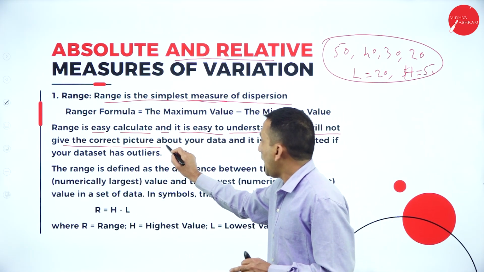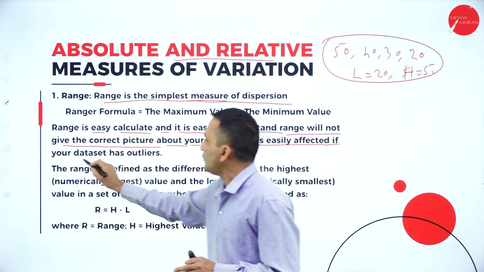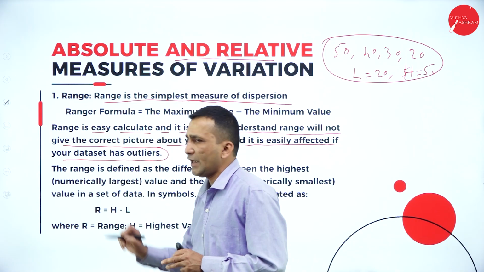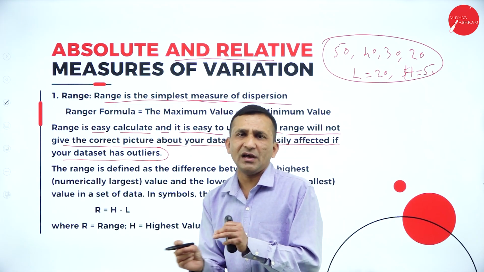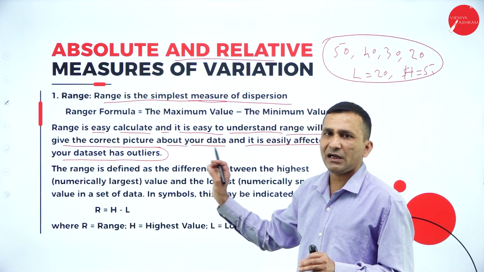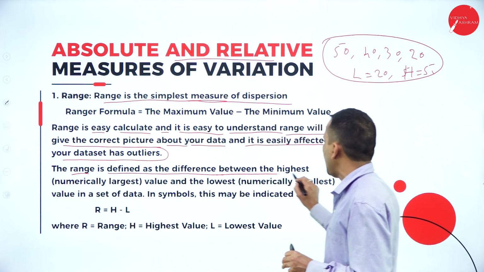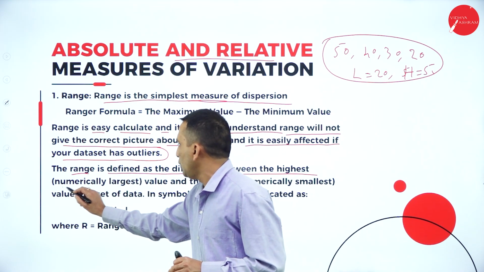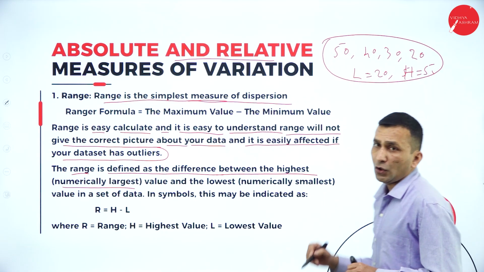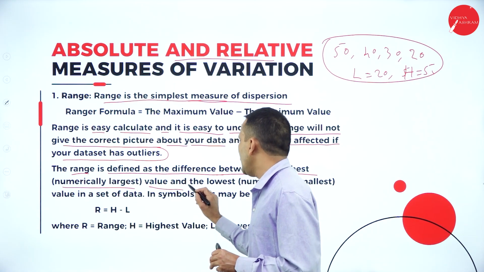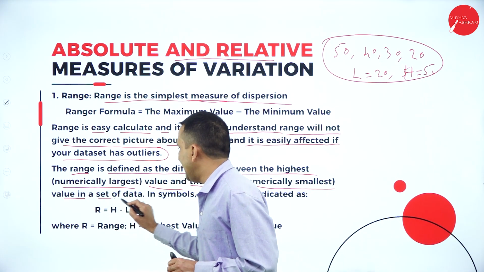Okay, so about your data, it is easily affected if your data set has an outlier, because in each and every data, if the difference is large, we are not able to exactly focus here. So the range is defined as the difference between the highest, or numerically largest, value and the lowest value. In this data set, the highest is 50 and the lowest is 20. The lowest is the numerically smallest value in the data set.